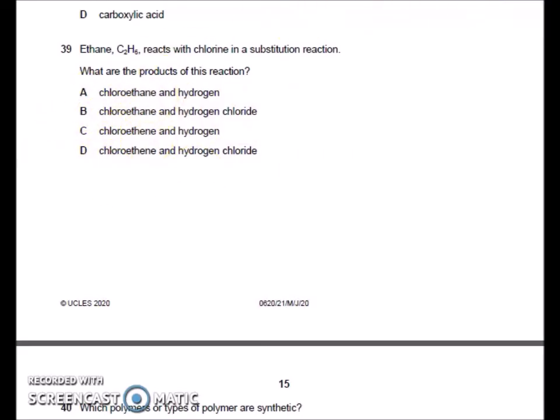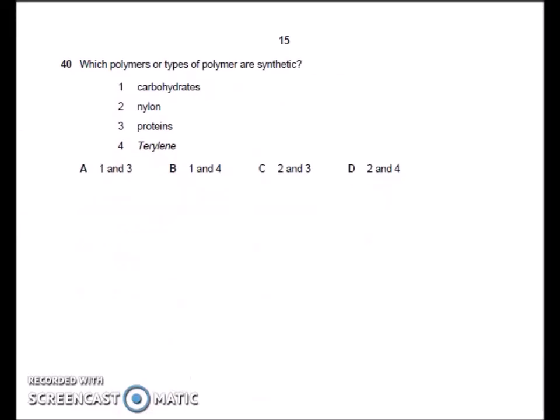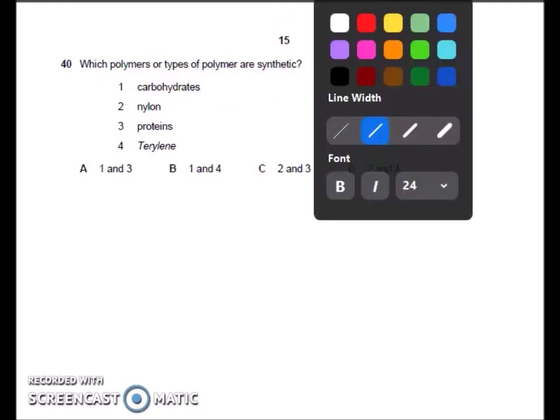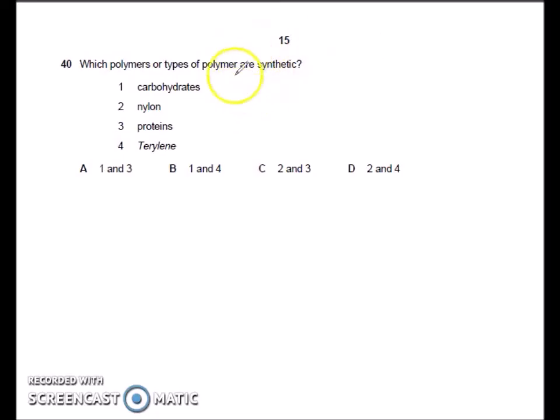Okay, number 40. Which types of polymer are synthetic? So definitely carbohydrate is not. So this is wrong. And protein is more to organic. Organic is not synthetic. So 3 is also wrong. So the best answer here will be 2 and 4. 2 and 4. 40 is D.